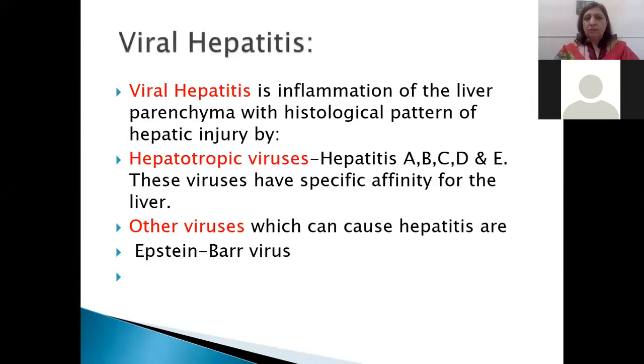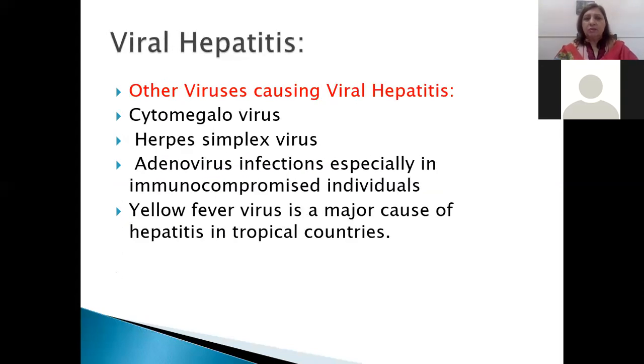As I've told you, there are hepatotropic viruses, which are hepatitis A, B, C, D, and E, which can lead to hepatitis. And there are certain other viruses like Epstein-Barr virus, cytomegalovirus, herpes virus, and adenovirus, which also cause hepatitis, and yellow fever virus too.